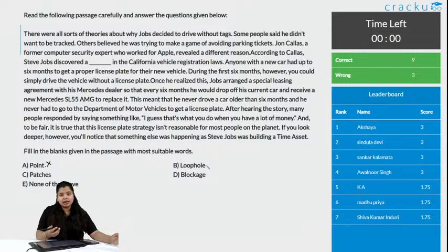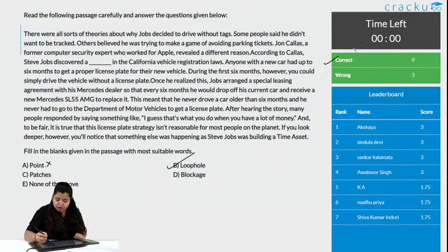Yes, loophole can be discovered, and that was the loophole where he got an opportunity to make the deal and get a Mercedes which is just 6 months old, like in every 6 months. So, loophole is the correct answer, but let us check with C and D too. Patches, discovered patches in the California vehicle registration law. No. Blockage, even not this. So, option B is the correct answer. 9 people got this correct and 3 wrong.